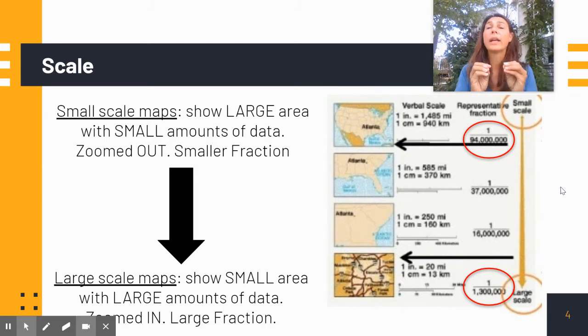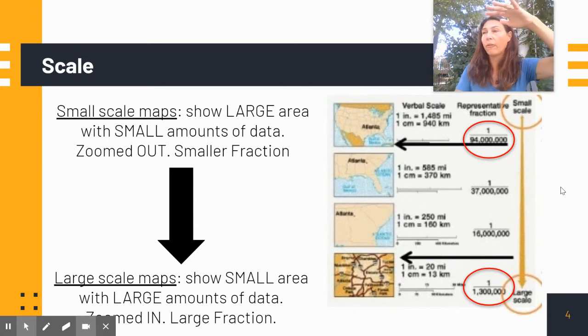This is very counterintuitive to students. They think small scale, small map. But that's not what small scale is. A small scale map is actually a map that shows a large area. The easiest way to remember what a small scale map is, is to think about the detail. Small scale maps show less detail because they're zoomed out and they show more area.